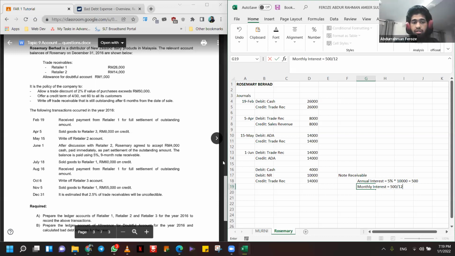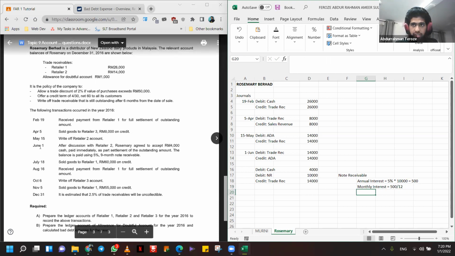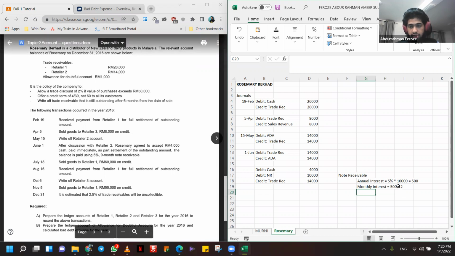Now this 9-month note receivable was given out on June 1st, right? So that means in the year 2016, there are 7 months remaining: June, July, August, September, October, November, and December. It will be paid at the end of 9 months, so in January and February. But on December 31st, there will be accrued interest, like we had in the last question, for 7 months, correct? So we basically take 500 into 7 over 12.